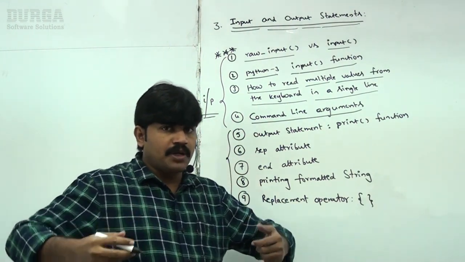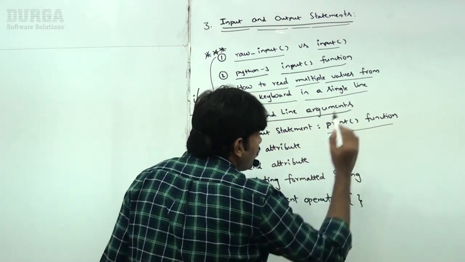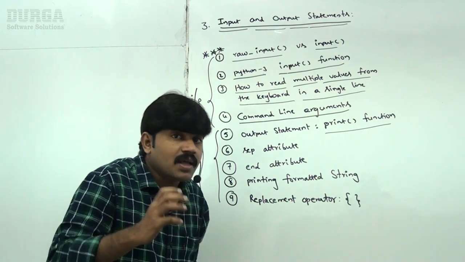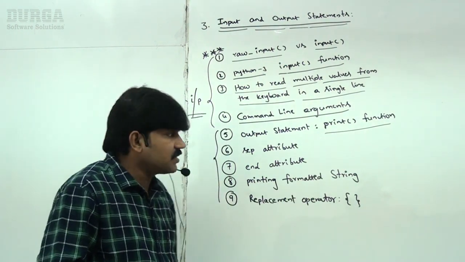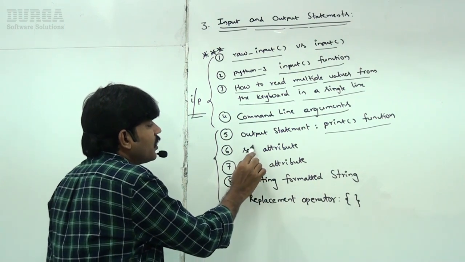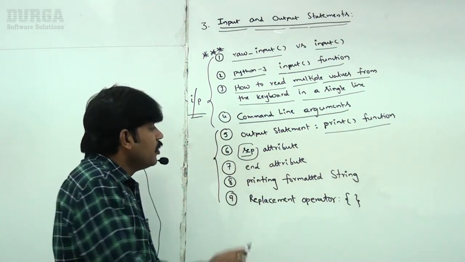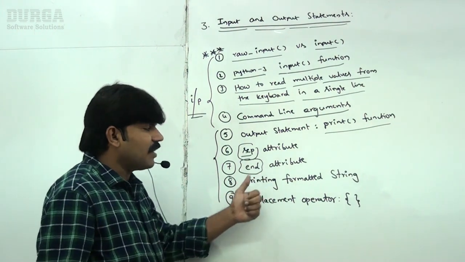If you want to print some output to the end user, compulsorily we require the print function. What is the behavior of the print function? What are the various forms of the print function available? We require to discuss that. And after that, what is the need of the sep attribute, the separator attribute? What is the need of the end attribute?